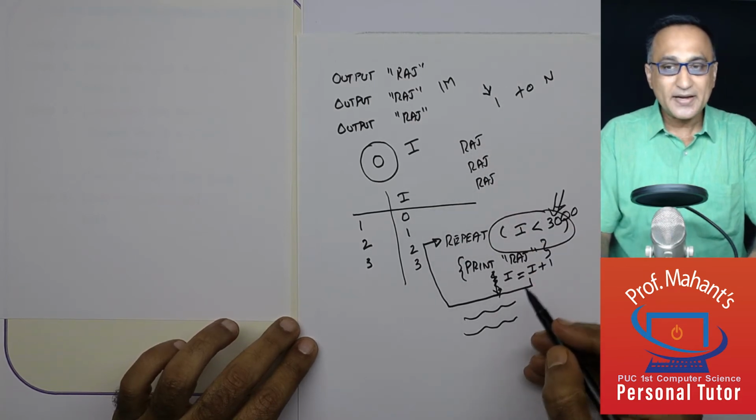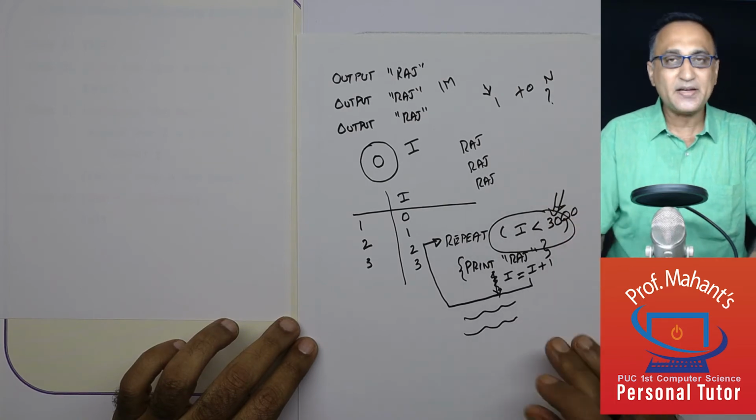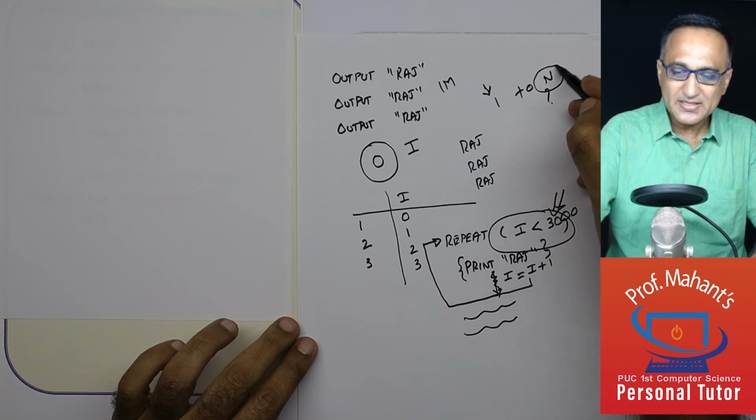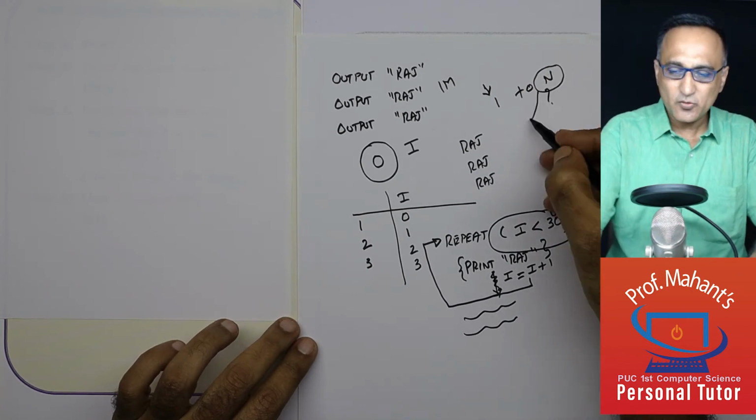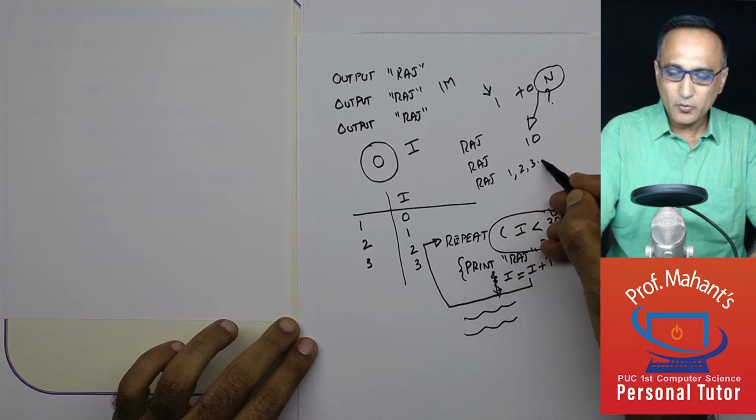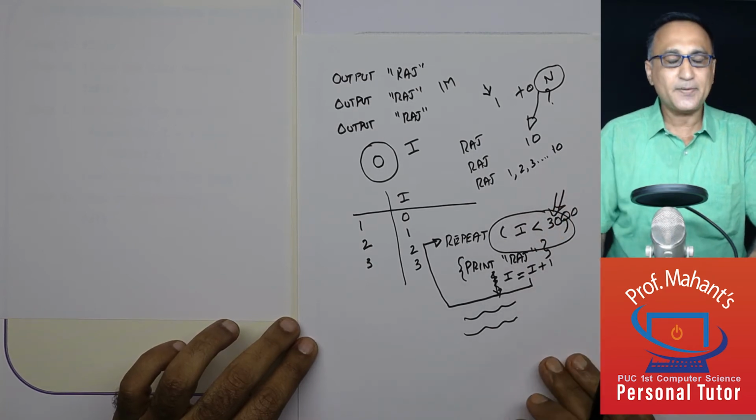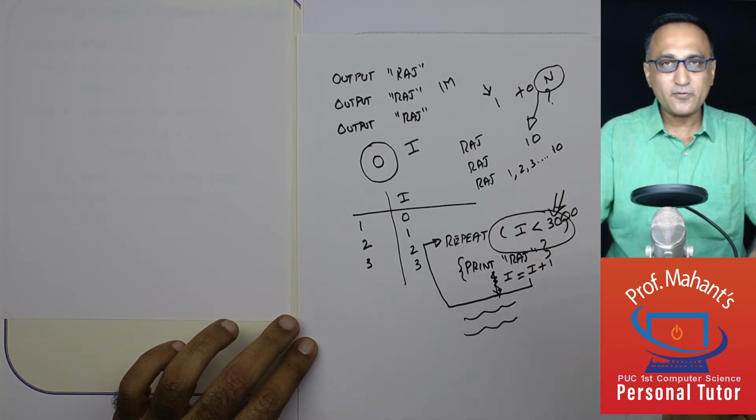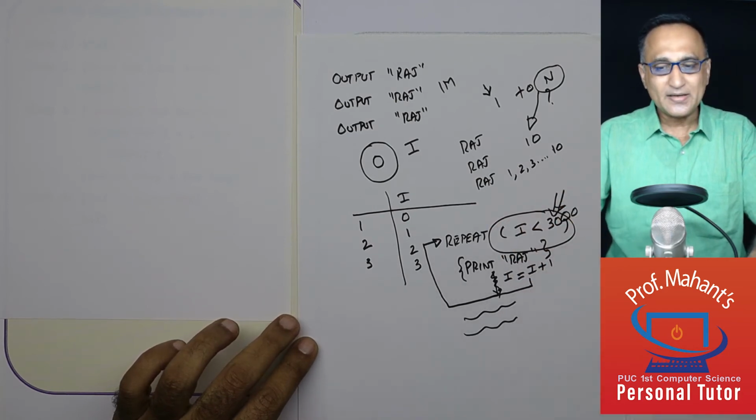But do I know the end number? I do not know this end number. So I am going to ask the user, please provide me what is this end number. Let us say the user says this end number is 10. Then I am going to print 1, 2, 3 all the way till 10. If he says 10,000, I am going to print 1, 2, 3, 4, 5 all the way till 10,000.